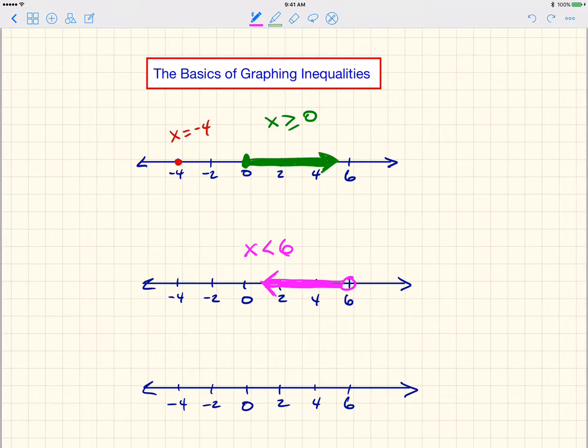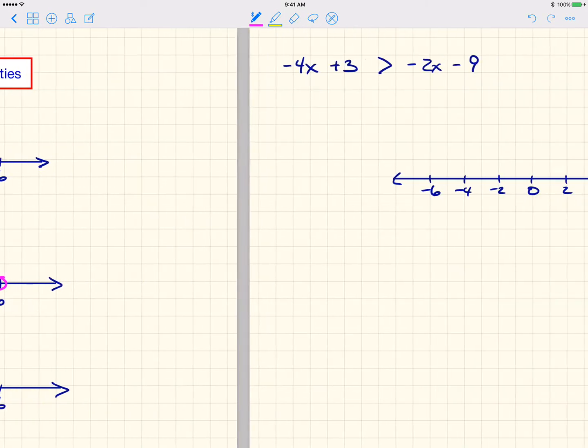So if we do want the point, if we do want the value included in our answer, it's a solid point. And if we do not want the value included in our answer, then we're going to have an open circle around that value. So let's take a look at an actual problem and see how we do.